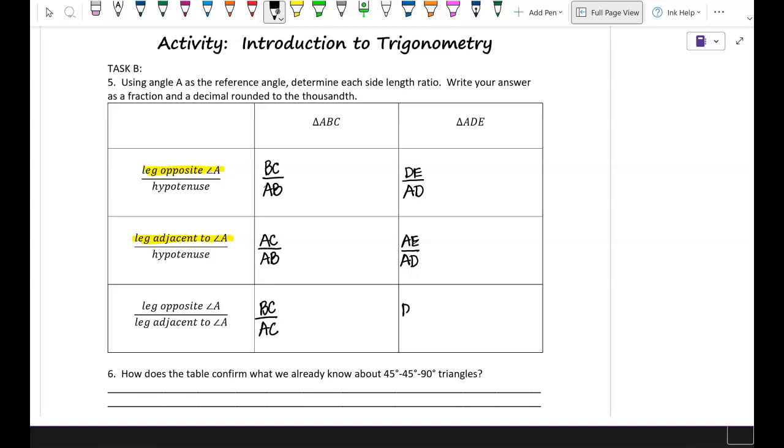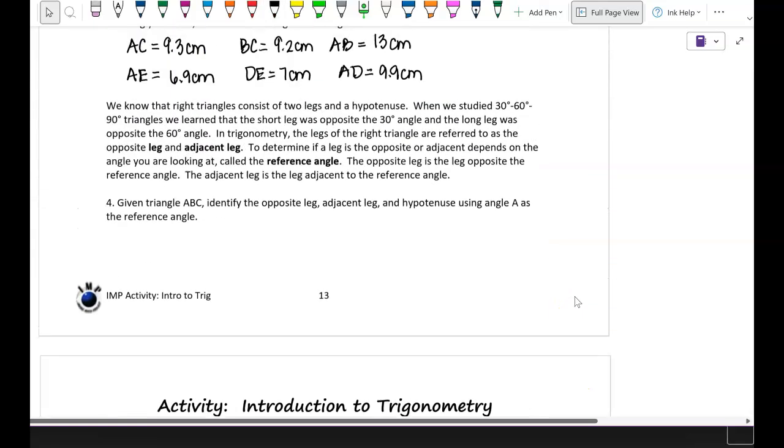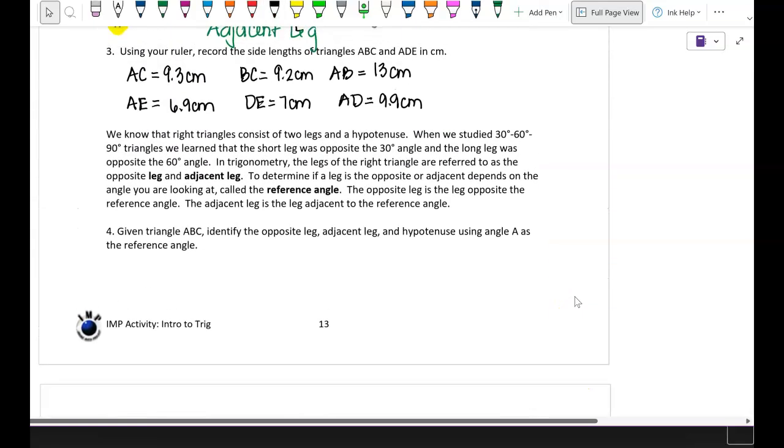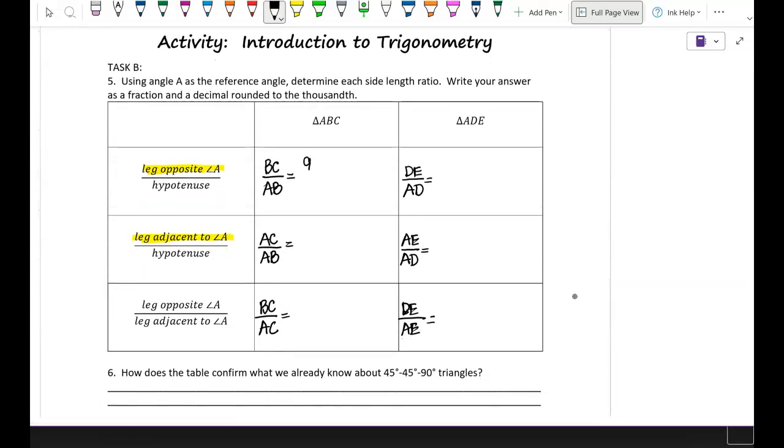And DE over AE. So now we need to fill in those measurements. What did we say was the measure of BC? I'm going to scroll up for a moment. We said BC was 9.2. And AC was 13.